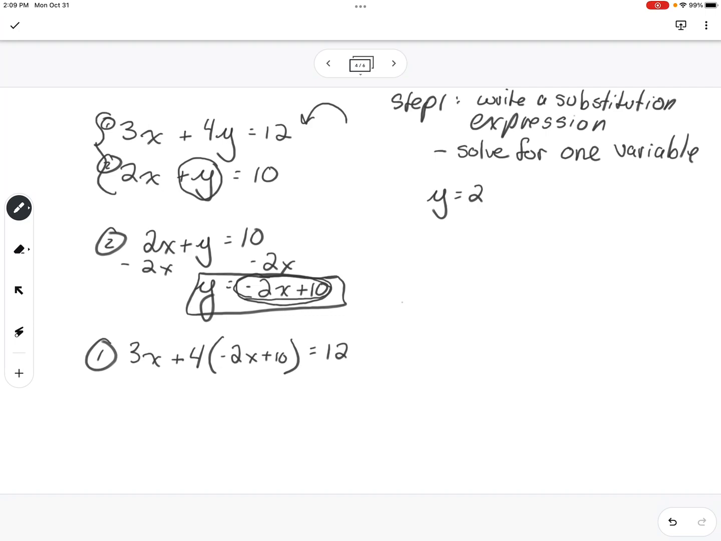Now I have one equation in one variable, and I can solve for that variable. So we get 3x plus, I multiply 4 by negative 2x, that gives me negative 8x. 4 times 10 is 40, and that equals 12. I combine like terms, I get negative 5x plus 40 equals 12. Subtract 40 from both sides, negative 5x equals, what does this give me? Negative 28. And I get x equals 28 over 5. You can put that in a decimal form, but you don't need to for my class.